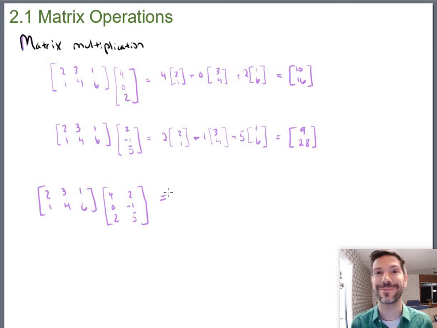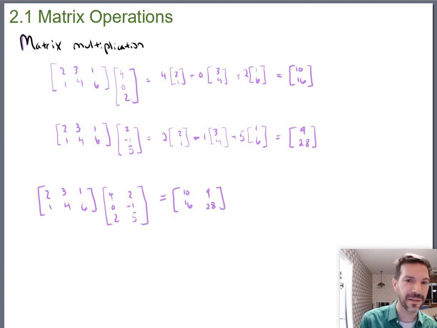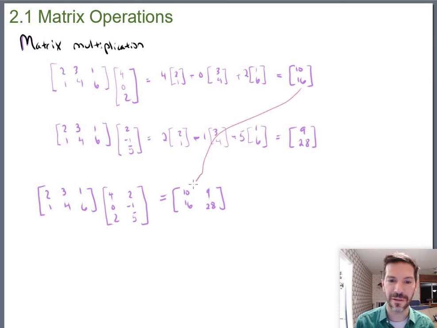And guess what? You do know how to do this already. You're smarter than you thought. Guess what this answer is? It turns out it's 10, 16, 9, 28. So it is just the results of doing the first column and the results of doing the second column.